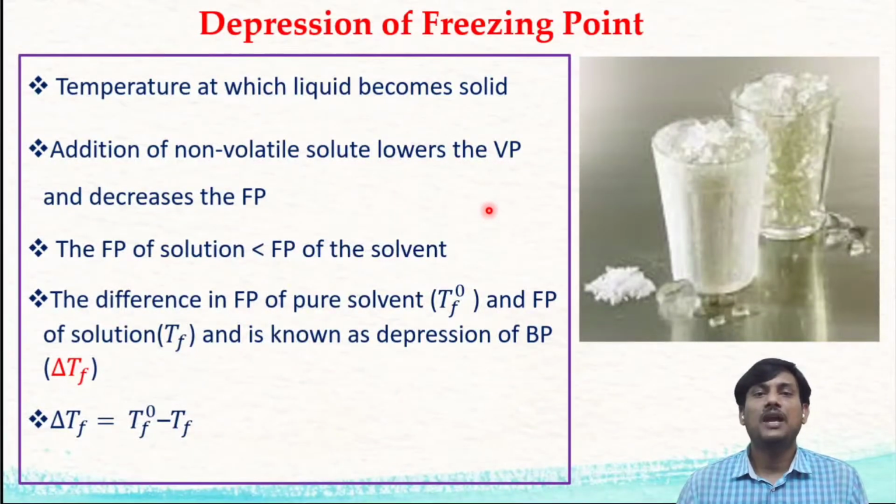We know that when you add non-volatile solutes to the solvent, there is a lowering of vapor pressure. And also there is a lowering of the freezing point when there is addition of non-volatile solutes to the solvent. Why is there a depression of freezing point when you add non-volatile solutes to the solvent?